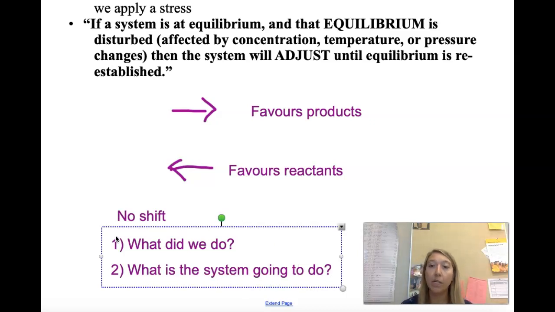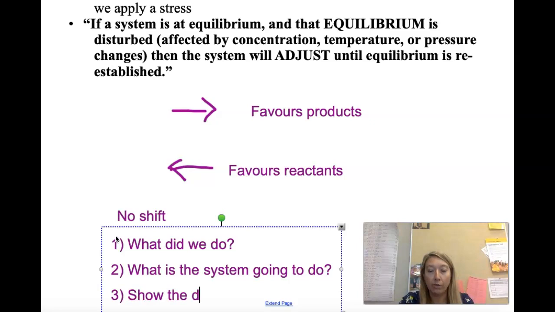Let's say we increase the concentration of chlorine gas. The system is going to want to do the opposite, so it's going to want to decrease the concentration of the chlorine gas. Once we decide what the system is going to do, then the final step is to show the direction of shift. How you're going to do this is based off of what the system is attempting to do. If it's trying to make more of something, it has to shift towards that something so that it creates more of it, right?